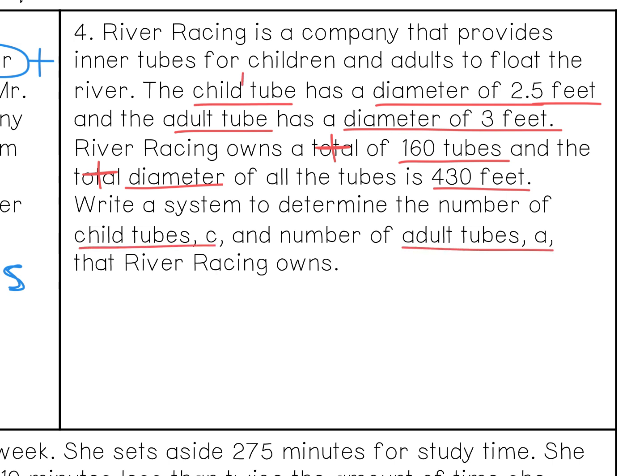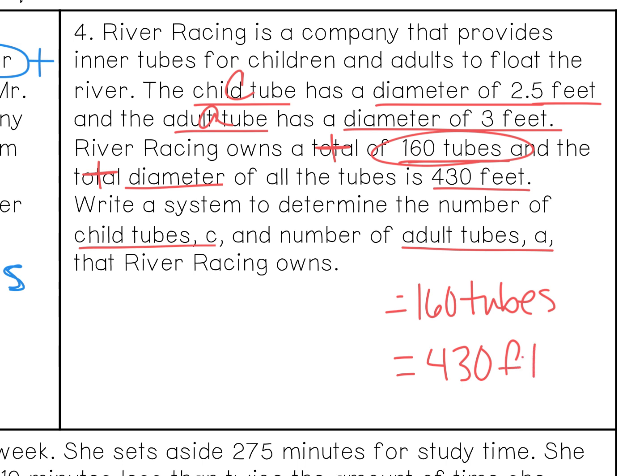So I'm going to go back. I'm going to say C and A. So we have two constraints. Right here we have 160 tubes. So these are going to be our equals. And we have 430 feet.